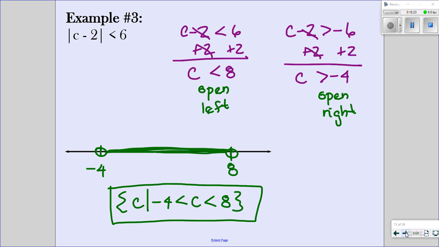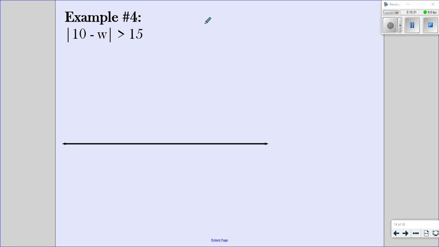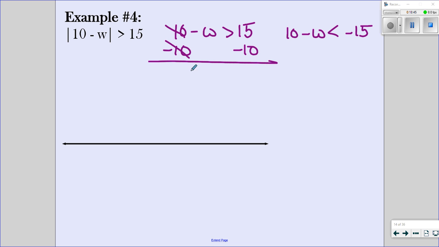All right, let's do another one. So we have the absolute value of 10 minus W, and it's greater than 15. So we're going to do two inequality statements, one with the regular symbol, and then the other one will have the symbol flipped, and then it'll be -15. We're going to subtract 10 on both sides. And this will be a 5. And then this is the -1. So we're dividing by -1.